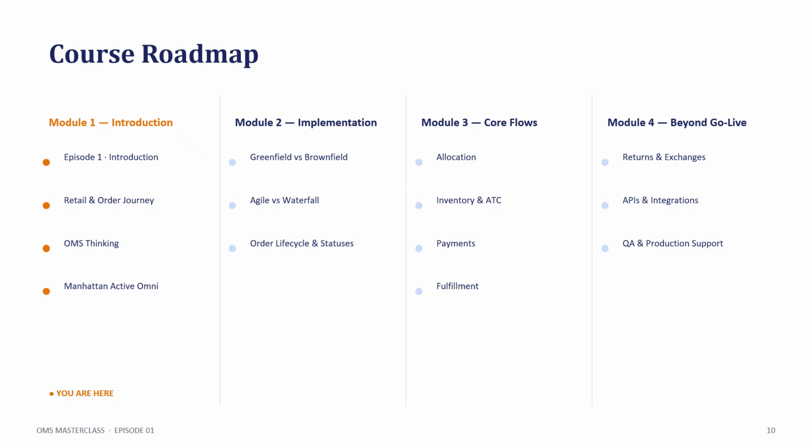In module 2, we will cover implementation concepts like greenfield and brownfield projects, agile and other order lifecycle statuses. In module 3, we will focus on the core business processes including allocation, inventory, payments and fulfillment. Finally, module 4 brings everything together with returns and exchanges, APIs and integrations, QA practices and production support. Each module builds on the previous one, making it easy to learn step by step.